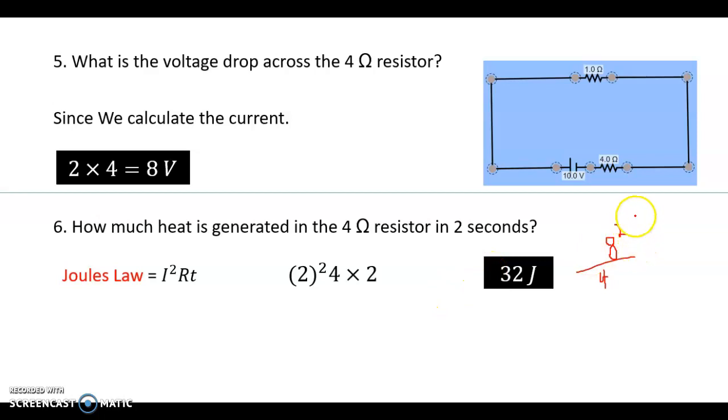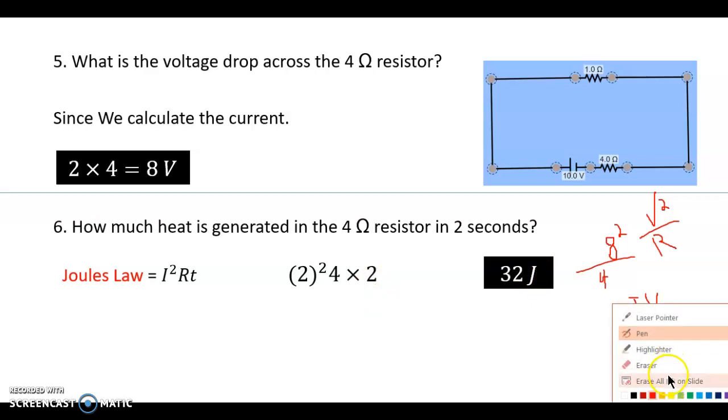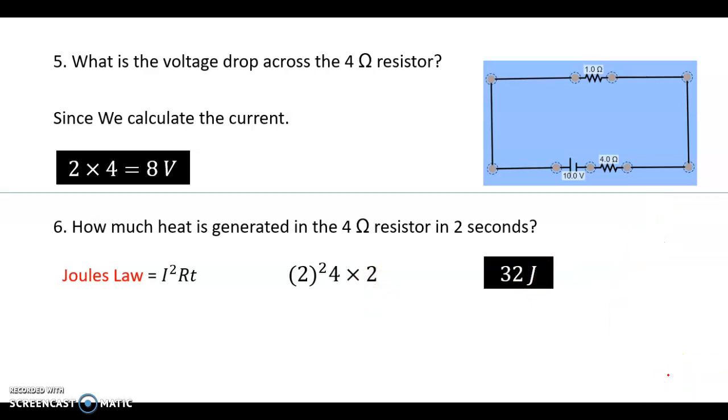If you use another one, here we used V squared over R. We replaced it by I squared R. And we could also use IV for energy. If you calculate IV, the current times the voltage drop of 8, 2 times 8, 16, and multiply it at the end by 2 seconds, you will get 32 joules. Now we have got all the way to our answer.